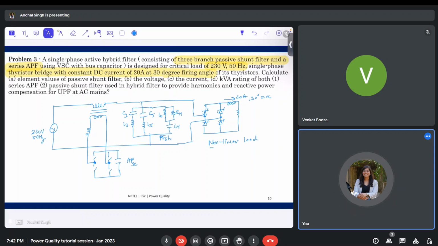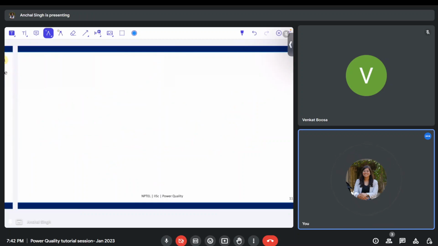Whenever you are given a problem, try to first make a diagram so that you get a gist of what your circuit looks like and what the rating will be. Half of the problem is solved when you look at the diagram and the waveforms. So try to start with that. Let us try to calculate the value of these elements. Let us start with what is given in the system.